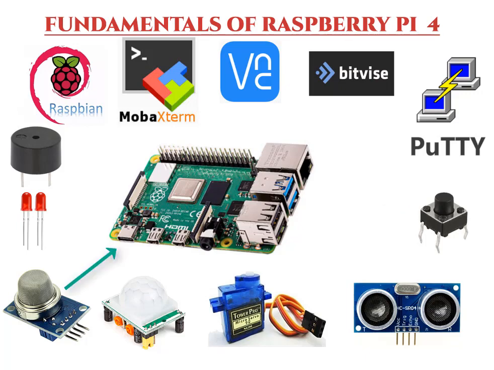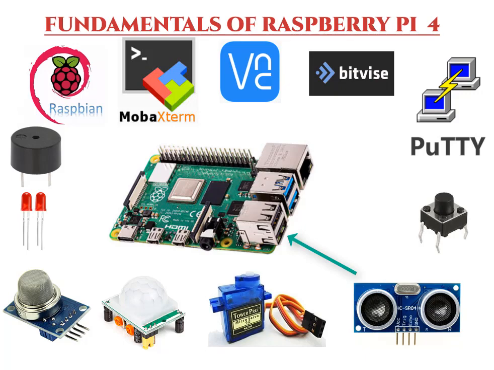Then after that, we'll be writing Python programs to interface sensors like the gas sensor. We're going to see how to work with the gas sensor. We're going to see how to work with the motion sensor also. We're going to also see how to interface the servo motor to the Raspberry Pi. And finally, we will learn how to interface the ultrasonic sensor to the Raspberry Pi.